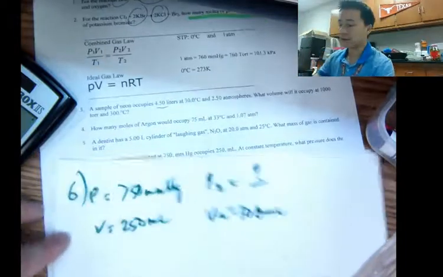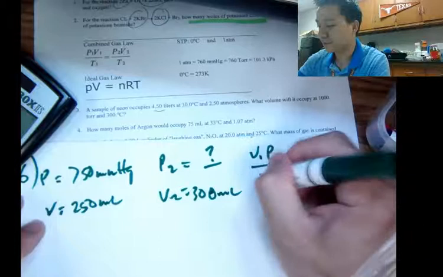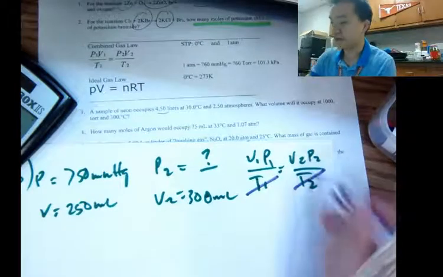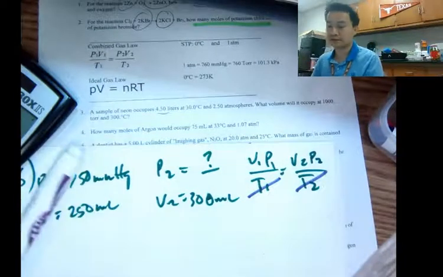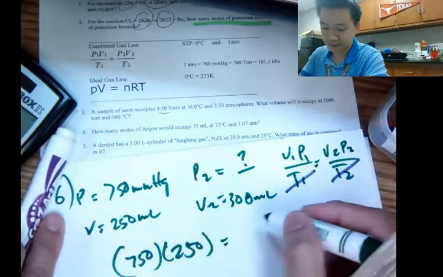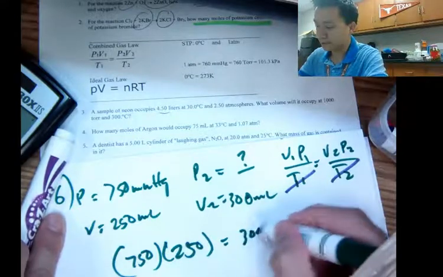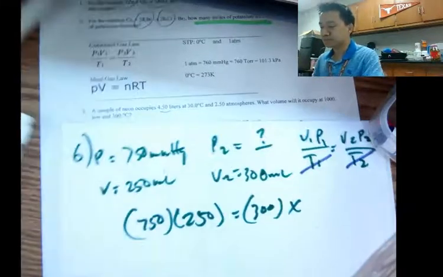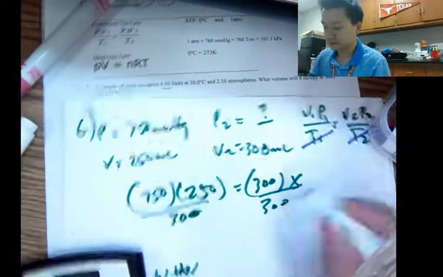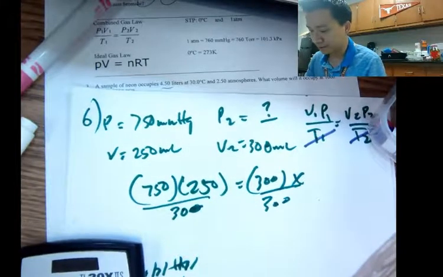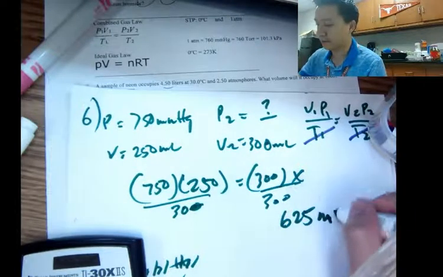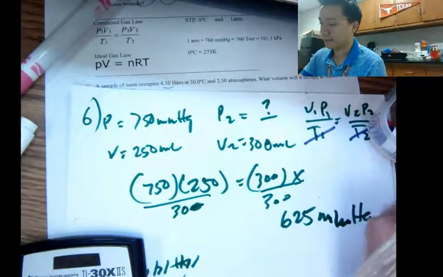Okay. Again, we go back to that P1, V1, T1 equals P2, V2, T2. And the fact that temperature does not change, it cancels out. So we have P1 times V1 equals P2 times V2. So 750 times 250 equals 300 times X. Okay, so divide both sides by 300. 750 times 250 divided by 300 is 625 mmHg. The same unit for your pressure.